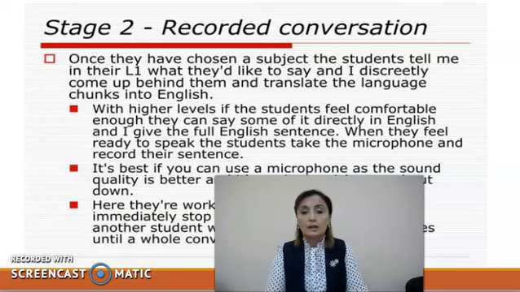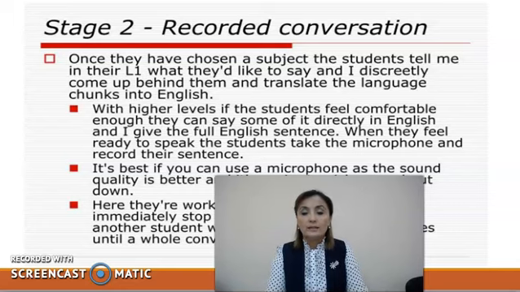Stage 2, recorded conversation. Once they have chosen a subject, the students tell me in their first language what they would like to say, and I discreetly come up behind them and translate the language chunks into English. With the higher levels, if the students feel comfortable enough, they can say some of it directly in English, and I give the full English sentence. When they feel ready to speak, the students take the microphone and record their sentence.